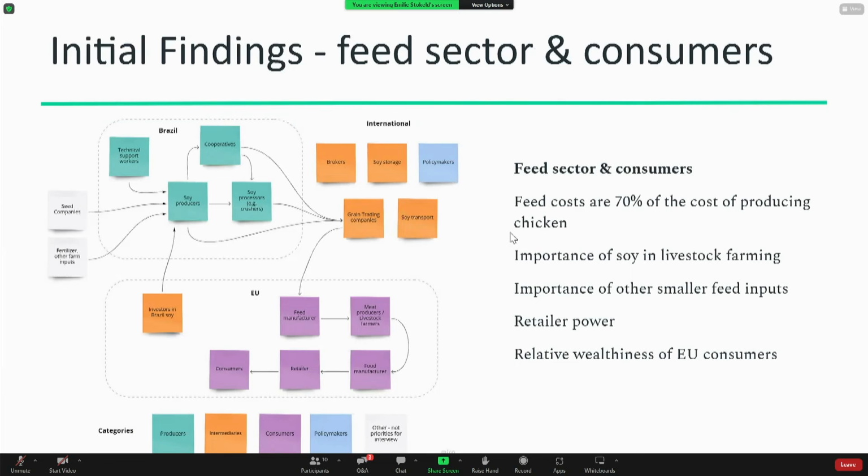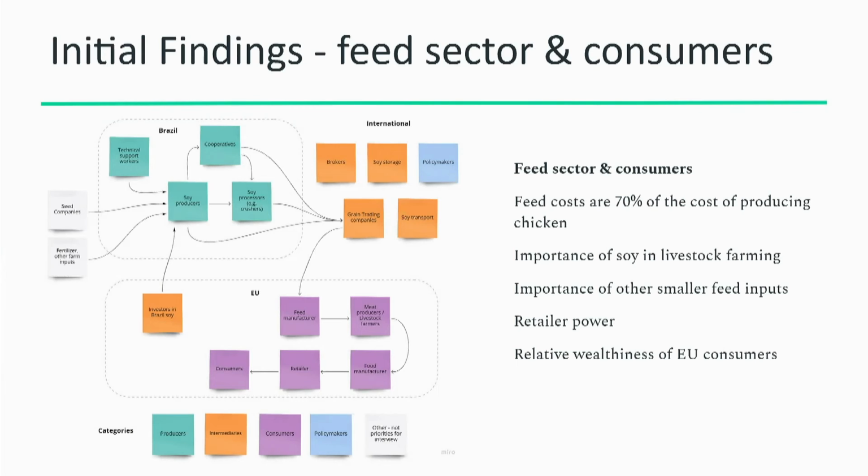Okay, so moving on to the feed sector and the consumer end. So for feed producers, a rise in feed costs can lead to big impacts, because in the example of chicken production, feed costs represent approximately 70% of the cost of producing chicken. Furthermore, soy is also a really important ingredient in livestock feed. It's chosen for its good protein content, and there aren't many alternatives at the moment, although there is a lot of research into those alternative protein sources. And again, in the example of chicken, replacing soy would require quite a lot of preparation because, for example, chicken breeds are bred to be optimized for soy feed at the moment.